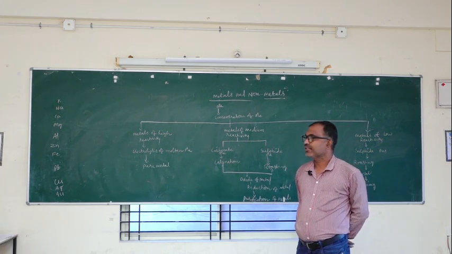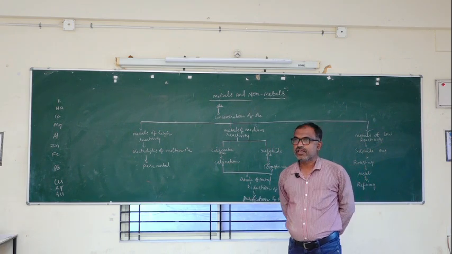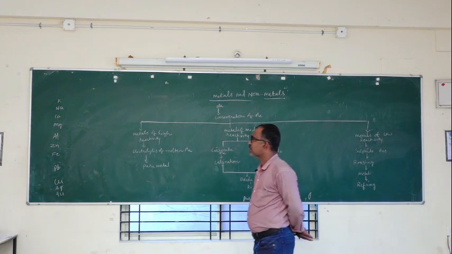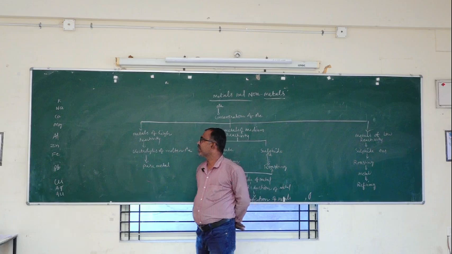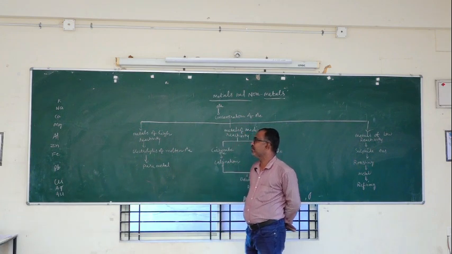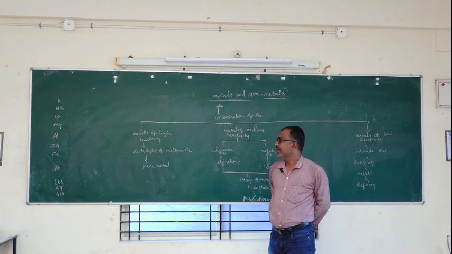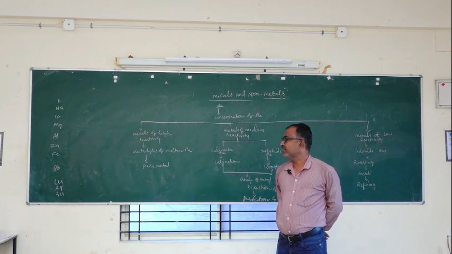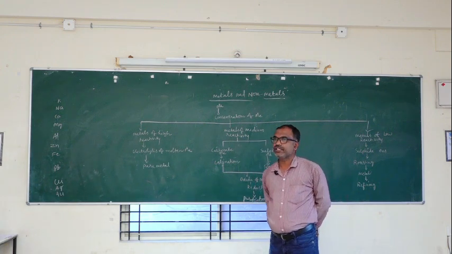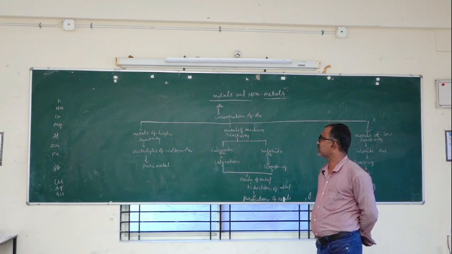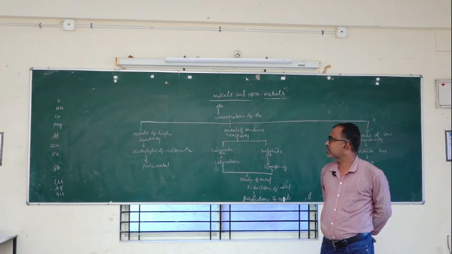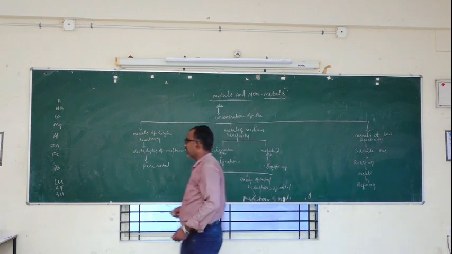In the last class, we discussed the reactivity series. So this is the reactivity series: potassium, sodium, calcium, magnesium, aluminium, zinc, iron, lead, copper, gold and silver. Okay, so this is the reactivity series. Today we are going to discuss the occurrence of metals.